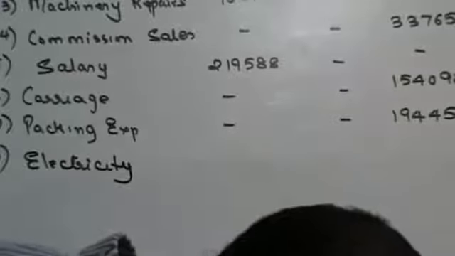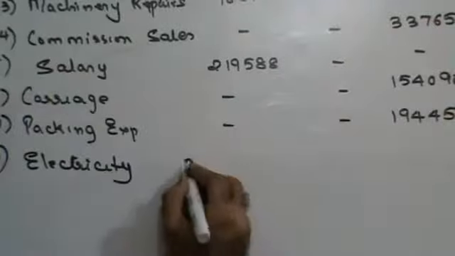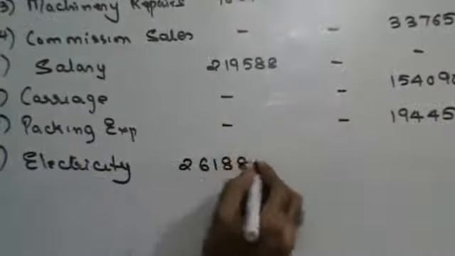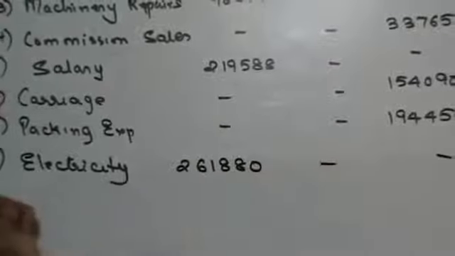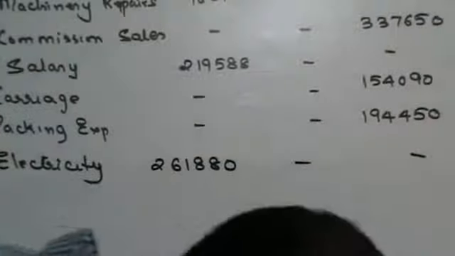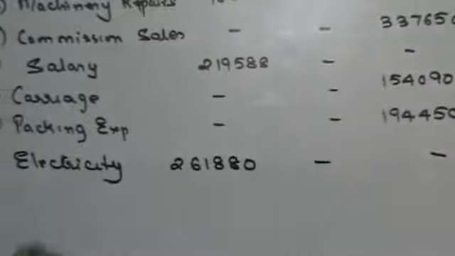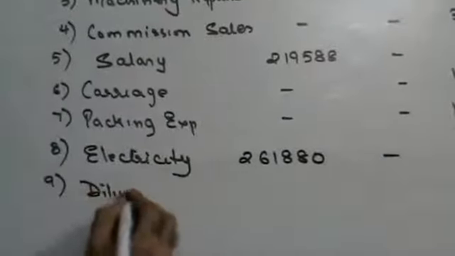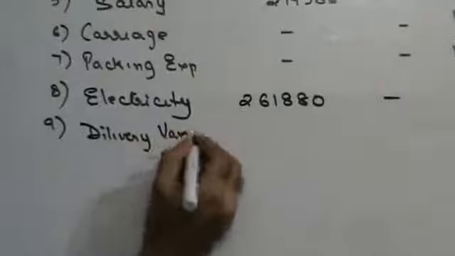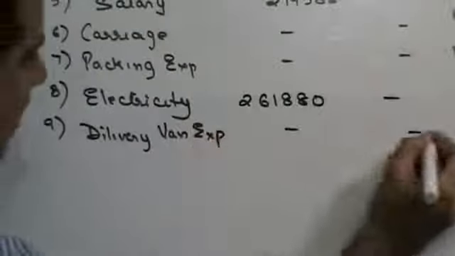Electricity. How much is it? Someone tell me. 2,61,380. 2,61,880, right? Then after electricity you have delivery van expenses. Delivery van expenses is going to be a sales expense.